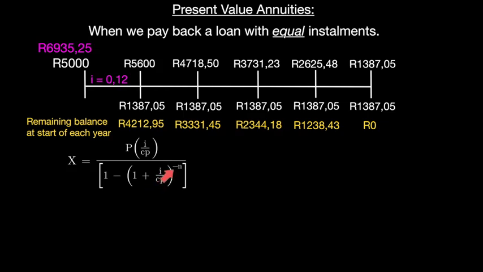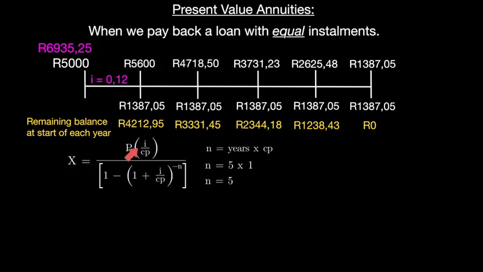Then we have to the power of negative n. Now this n is the amount of payments that we had to make. Now we had to make 1, 2, 3, 4, 5 payments, so n is going to be 5. Now a very quick way to calculate n, we always take the years and multiply it with the compound periods. Now we paid it off over 5 years, our compound period is 1 because we make 1 payment every year, and then we end off with n that is equal to 5.